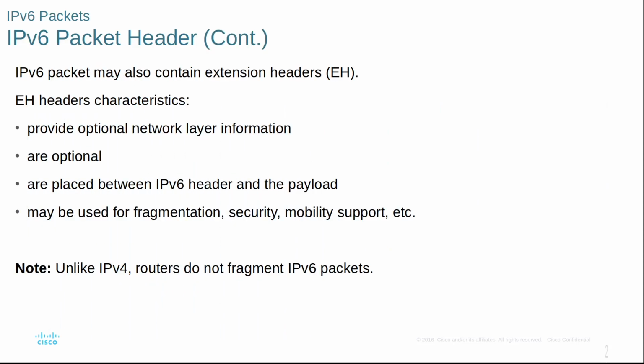Now that packet might also contain extension headers that give you additional network layer information that's totally optional. They don't have to be there, but they could be. These are placed in between the IPv6 header and the payload. And these can be used for security, fragmentation, supporting mobility. There's a variety of different uses for these. Unlike IPv4, routers don't fragment IPv6 packets. They stay the same size. They're not broken down.